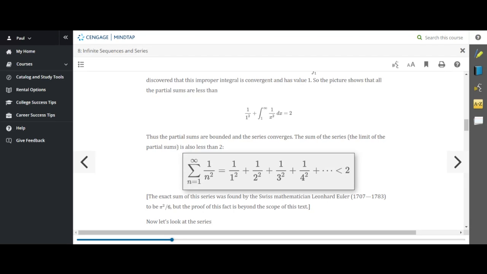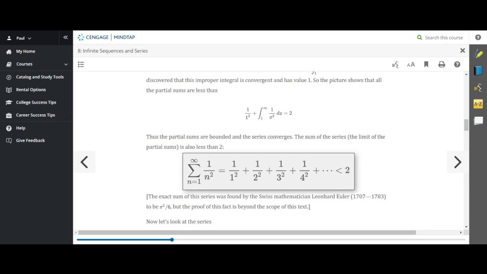So the point is, the fact that the improper integral of the function 1 over x squared from 1 to infinity converges tells us that our infinite series, starting at n equals 2 to infinity, would converge also. And then if you add 1 over 1 squared to that, well, you're just adding a finite number. That full series then converges.